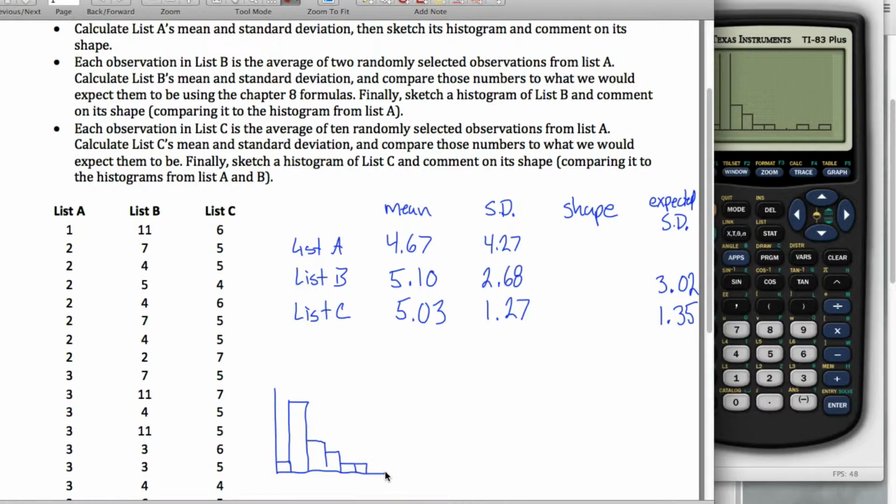And then we had a couple of gaps. And then another one. Then one gap. And then a final one. Sure. There's a really bad histogram of list A. Really all I wanted you to get from this is, oh, that's definitely right skewed.